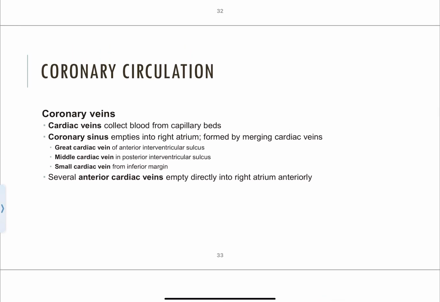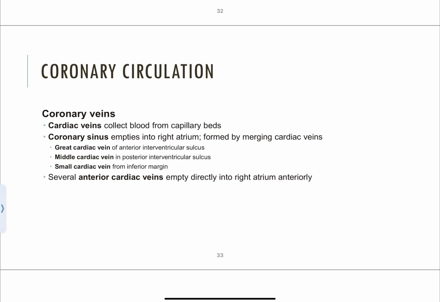Okay, so cardiac veins. So these are going to be collecting the blood from the capillary beds, and the veins join to form eventually the coronary sinus that's dumping the blood into the right atrium. So the coronary sinus, again, emptying blood into the right atrium, and what's forming it are those merging cardiac veins. So there's three different cardiac veins. We have the great, the middle, and the small cardiac vein. Again, you don't need to know these for lecture. This is really just here for lab.